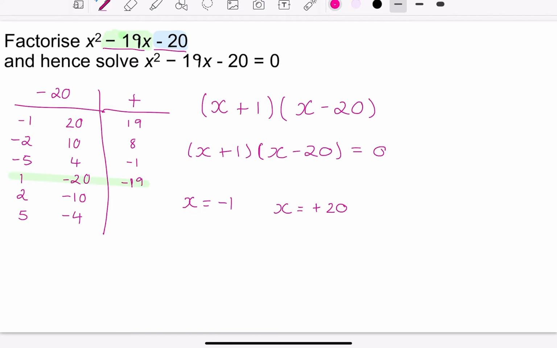We have then solved this because we have found the two values that x could have that would give us 0. Because if we have minus 1, we end up with minus 1 add 1, which we know is 0, and then that 0 times the other bracket. Regardless of what it would give us, anything times 0 is 0. The same if we had positive 20. Yes, we'd get 21 in the first bracket, but we then get 20 take away 20, which is 0. 21 times 0 is still 0. So if you're happy with the idea that once you have your factorised bracket to solve, all we need to do is find these values, which are just these, with the opposite sign.